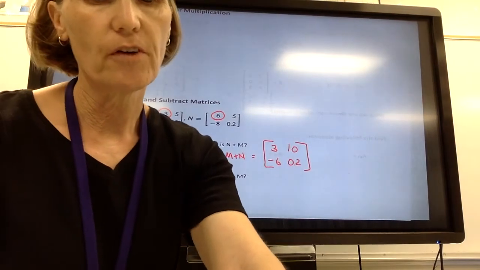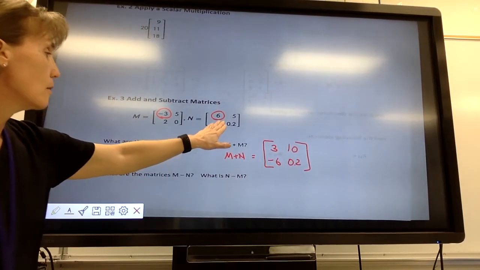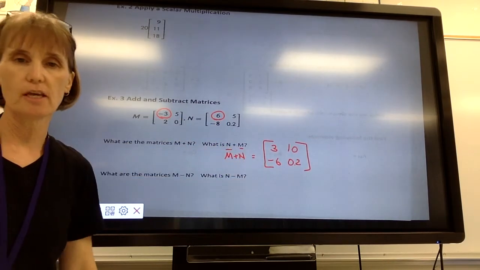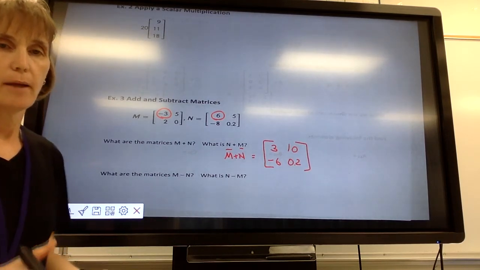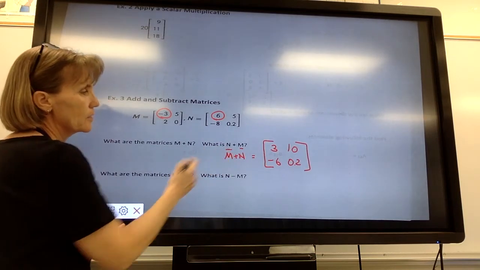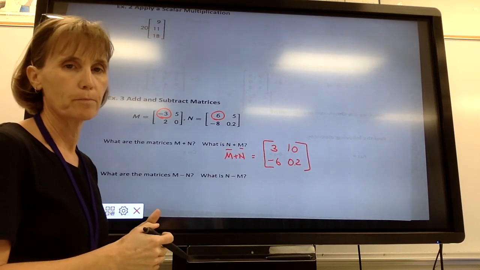Now ask yourself, if I were to switch the order of that, so if I were to start with matrix N first and then add in matrix M, would it change the answer? And the answer is no, because the order that we add two numbers in isn't going to change. So these two answers are going to be exactly the same, which tells us that adding matrices is a commutative property. Order doesn't matter.